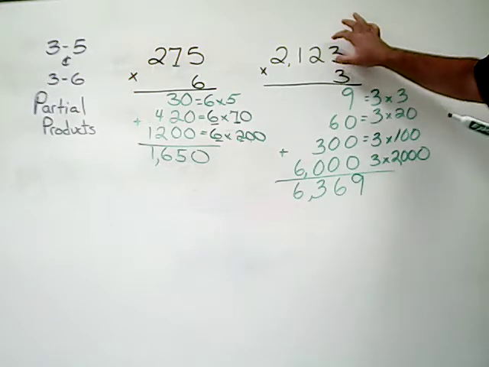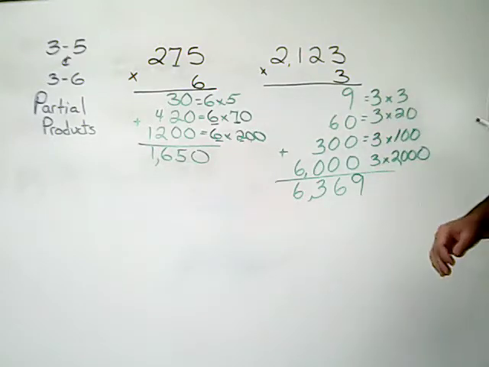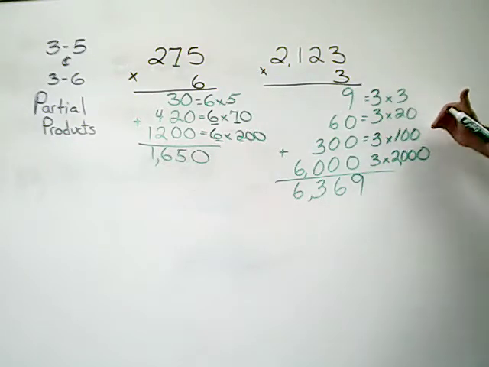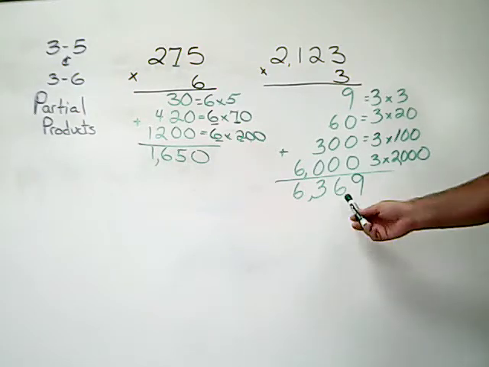Depending on how many digits you have in your larger factor up top, that's going to tell you how many partial products you're going to need to break your problem into to get your final product.